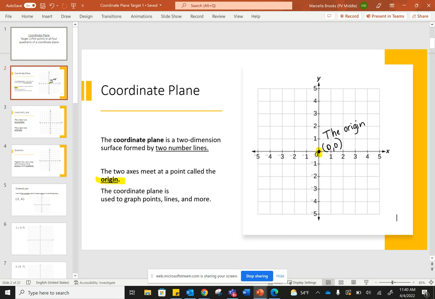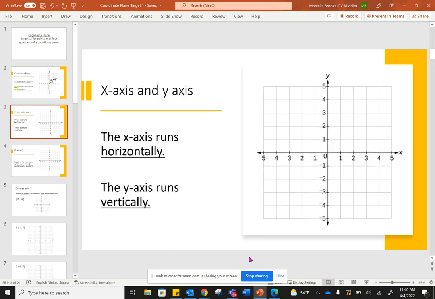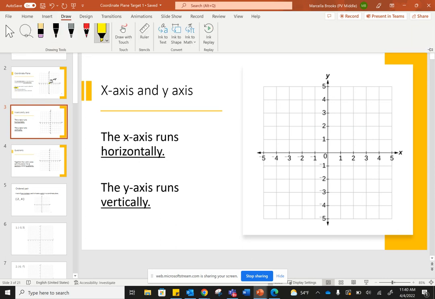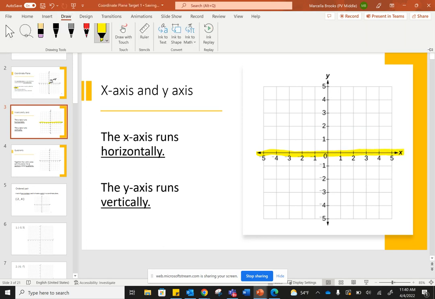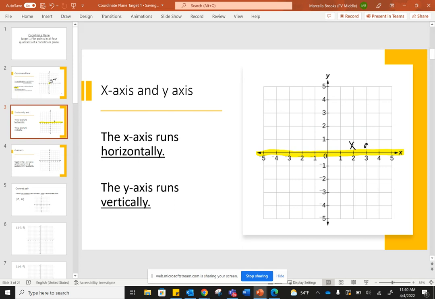All right. The x-axis and the y-axis. So the x-axis runs horizontally. This is the x-axis. Think of a sunset. That's the horizon. So let's write x-axis. If you're not sure, 9 times out of 10, there's a little x right next to the x-axis. So that's a little clue.